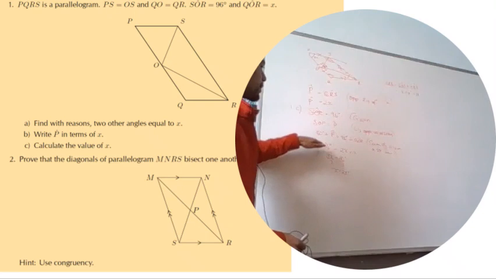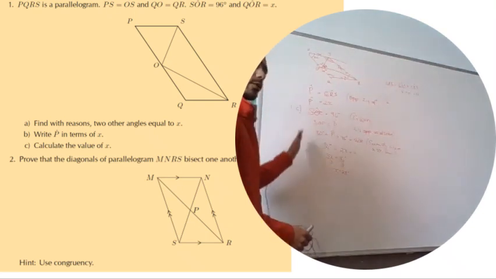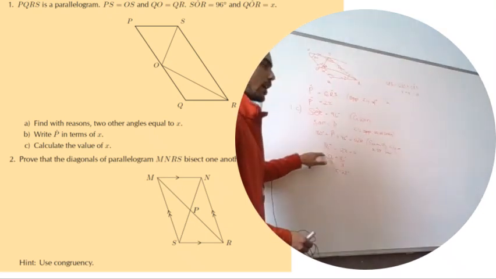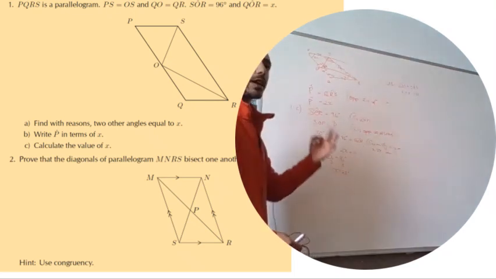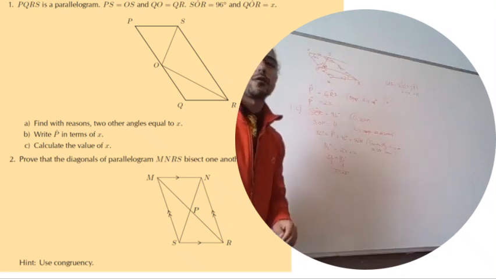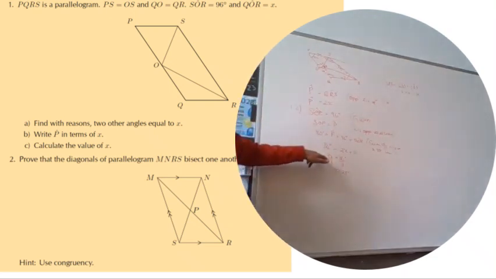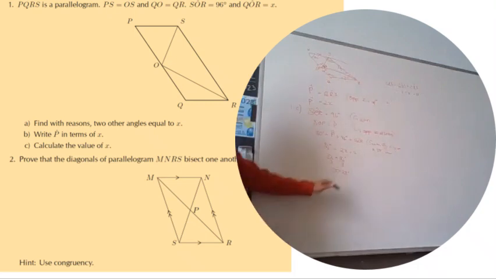Now I'm going to take that 96 over to this side, and then it becomes 84. Then 2x plus x is equal to 3x. I want to solve for x, so 3x is equal to 84. I divide on both sides by 3, and I get my answer. X is equal to 28. Alright.